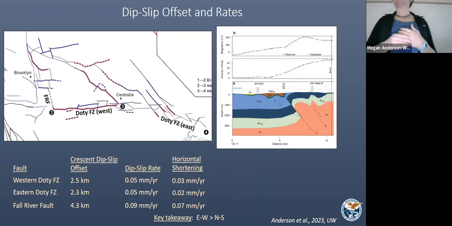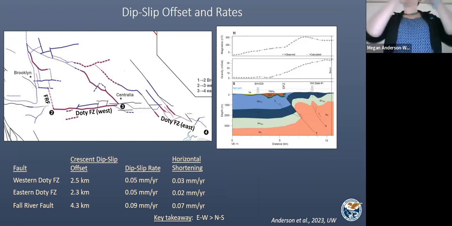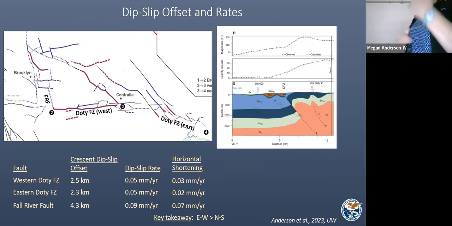Okay, so from these offsets, because we know the ages of some of the units here, we can start talking a little bit about rates. And we only do this if we are really confident in the results of the modeling process. In this case, we had really great results and everything was really well constrained, so we decided to give it a shot. So if we take the dip slip offset that we measure from our cross sections on the Crescent Formation, our dip slip long-term rate since the Eocene basically is on the Doty fault is 0.05 millimeters per year, and on the Fall River fault, which is in the Brooklyn fault zone, it's 0.09 millimeters per year.